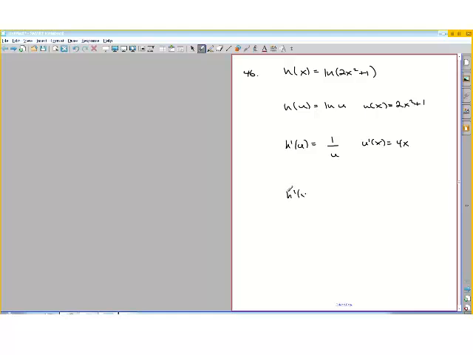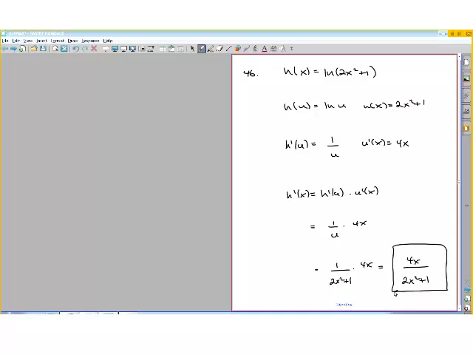So h prime of x is h prime of u times u prime of x. H prime of u is 1 over u. U prime of x is 4x. And we substitute in for u, which is up here, 2x squared plus 1, times 4x. So our final answer is 4x over 2x squared plus 1. We don't have any arbitrary constants because we're doing the derivative part.